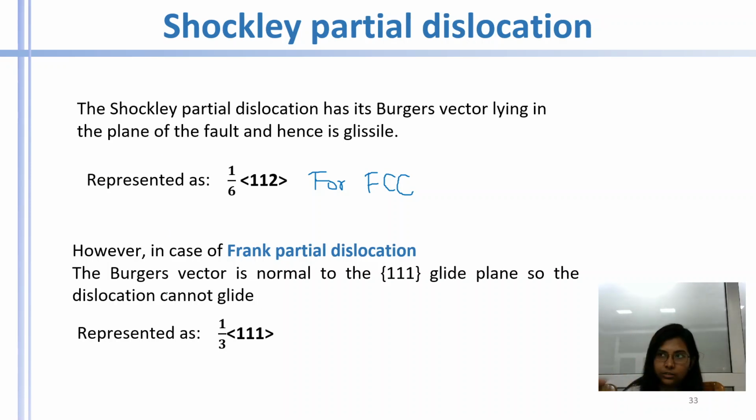So if it is asked, what are the basic differences? List out the basic differences between the Frank and the Shockley partial dislocation. We have to remember, one is about its mobility. The Frank partial dislocation cannot glide. The Shockley partial dislocation can glide. What is the reason? The one which can glide, there the Burgers vector lies in the plane. And in case of the Frank partial dislocation, the Burgers vector is normal to the plane, so the dislocation cannot glide. And also the representation, the magnitude: this is 1/6 of <112> and the Frank is 1/3 of <111>. So these are the two basic differences.